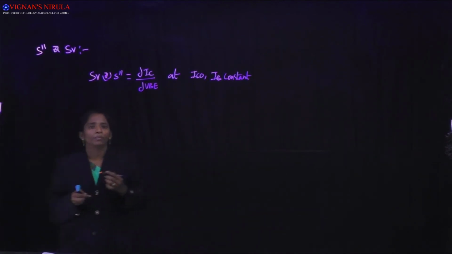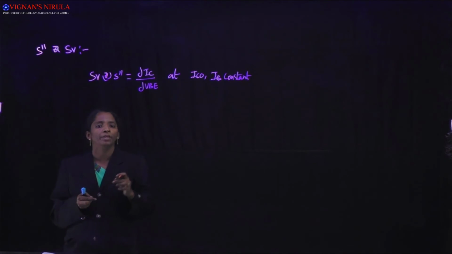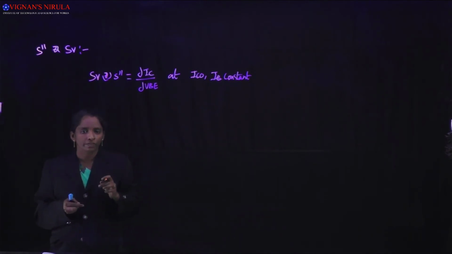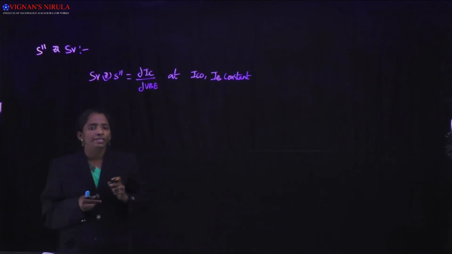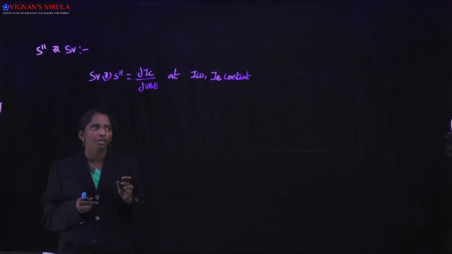Why are we representing it with SV? Here IC is the rate of change of IC with respect to VBE, the emitter base voltage. That's why it is represented with SV. So SV, or S double bar, is the rate of change of collector current with respect to change in base emitter voltage, that is the input voltage in common emitter configuration.